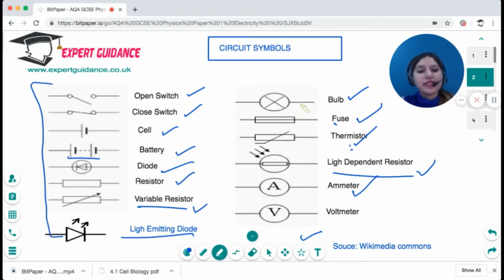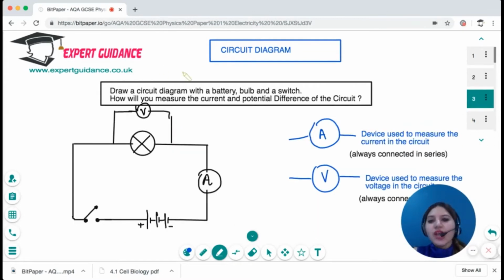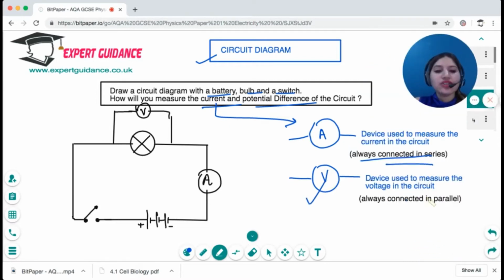And in physics, to draw the circuit diagrams, we make use of the circuit symbols. So let's take one example. You need to draw a circuit diagram with a battery, bulb, and a switch. And for this circuit, you need to measure a current and a potential difference. So I hope you remember for the current, we use a device called ammeter. And you need to remember that ammeter is always connected next to the battery or the bulb. That is, it is always connected in series. And voltmeter will be connected parallel to the bulb.